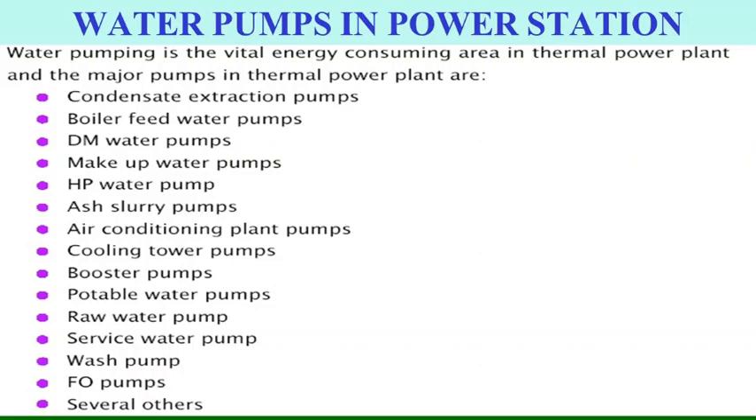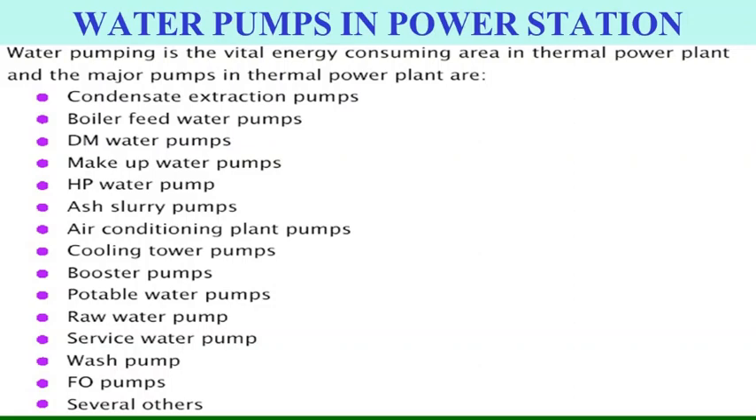In a power station, we have several types of pumps, particularly not only water pumps; ash slurry and other materials are also handled by pumps. So we have condensate extraction pumps, boiler feed pump, DM water storage pump, makeup water pump, HP water pumps, ash slurry pumps, air conditioning plant pumps, cooling tower pumps, CW pumps, booster pumps, water pumps for raw water supply, service water supply, firefighting arrangement, fuel oil.